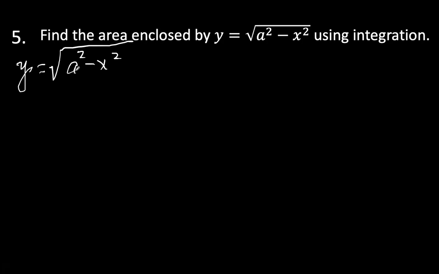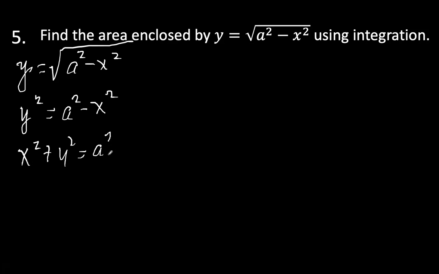If we're going to analyze the given equation or function, this is a manipulated equation of a circle. How? Let's try to square both sides. So this becomes y squared is equal to a squared minus x squared. And we can transpose x squared to the left side. So that's x squared plus y squared is equal to a squared. And the a squared here could be considered as r squared, which is the radius, which means that the radius is equal to a, right?